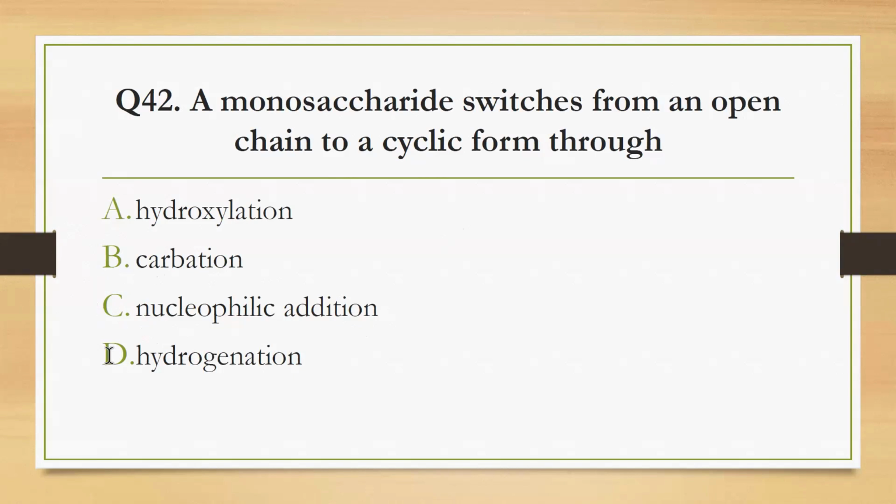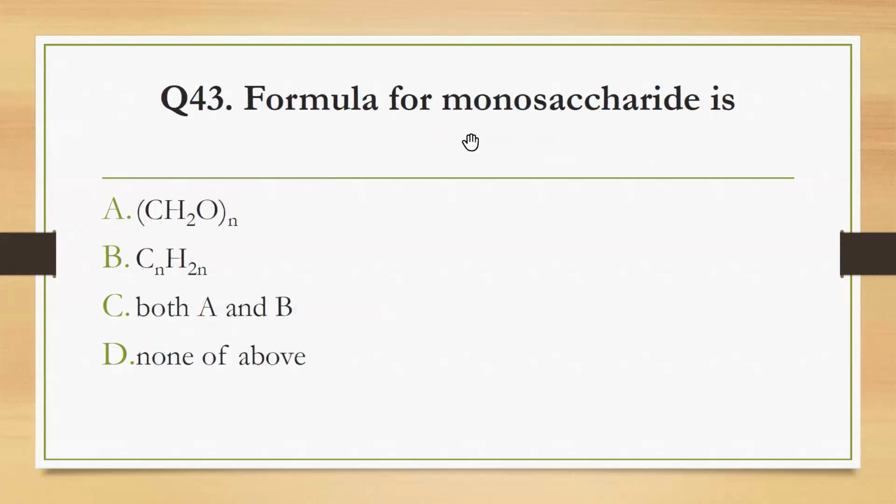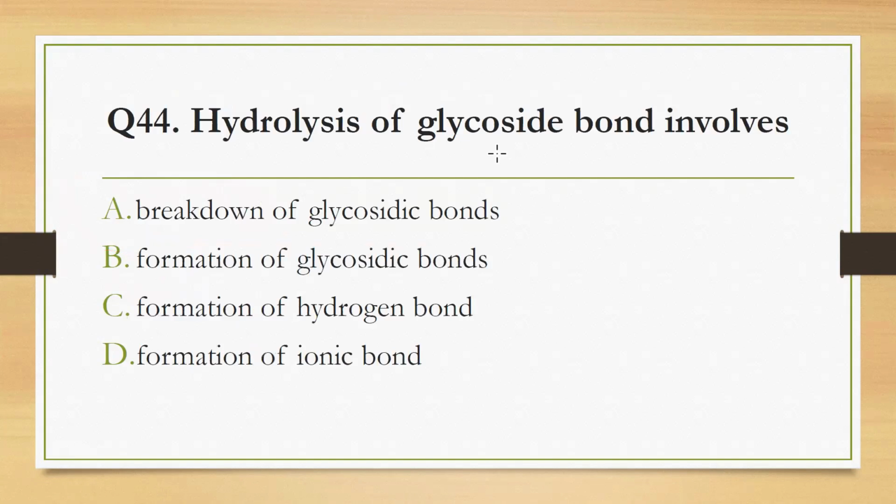So the formula for monosaccharides is CH2O in brackets, to the power n. The hydrolysis of glycosidic bond involves A, the breakdown of glycosidic bond, B, formation of glycosidic bond, C, formation of hydrogen bond, D, formation of ionic bond. Hydrolysis means breaking down, so formation will not be part of the answer. It is actually the breaking down of glycosidic bonds.